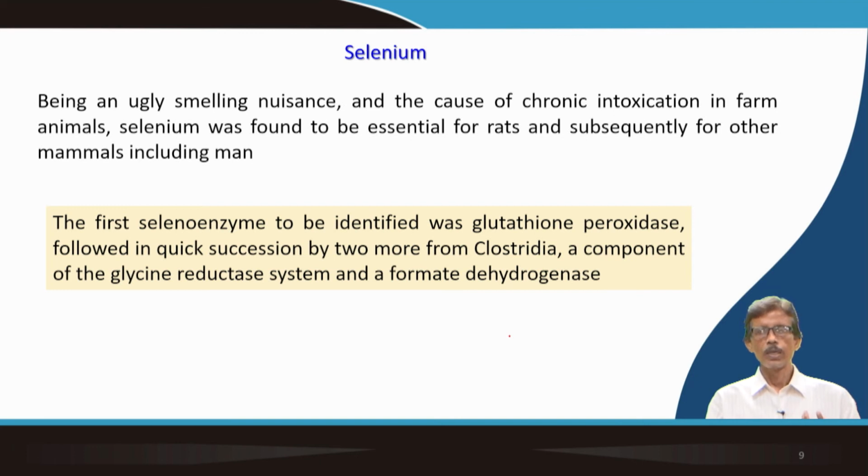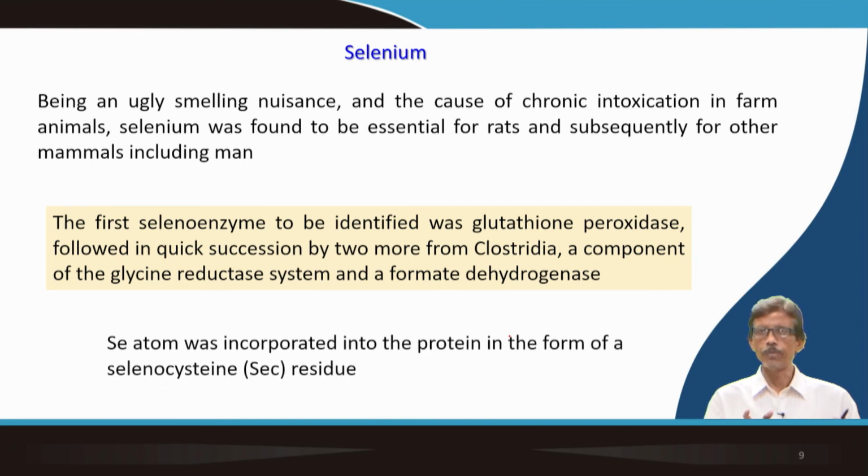We know the peroxide concentration can be diminished by catalase activity and peroxidase activity. Similarly, glutathione is a very useful, very simple tripeptide molecule, and that tripeptide can show the corresponding peroxidase activity. Then we can have some Clostridia, a component of glycine reductase. So, one is glycine reductase, and the other is formate dehydrogenase, and the glutathione peroxidase type of activity we can find due to the selenoenzyme.